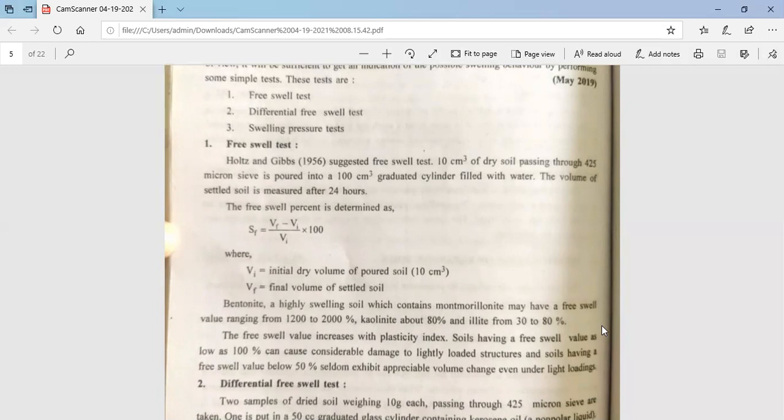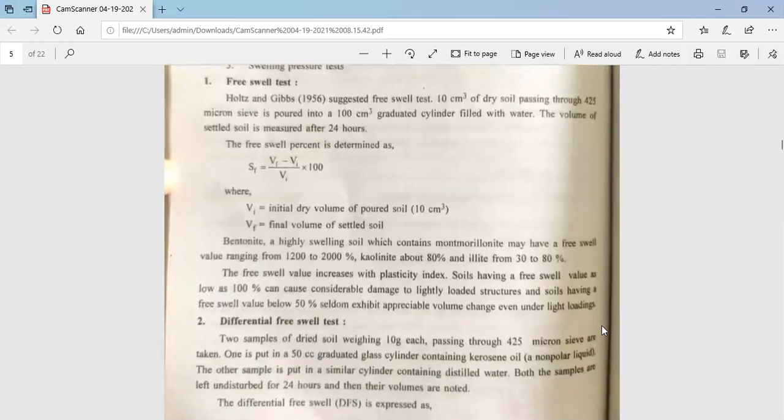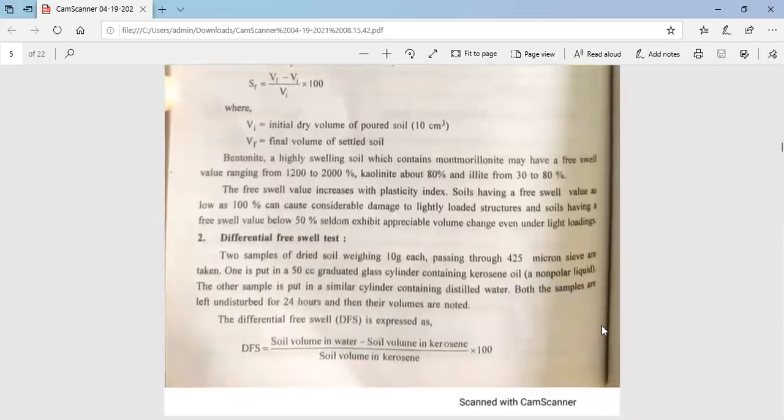So free swell value increases with the plasticity index. Soil having a free swell value as low as 100% can cause considerable damage to lightly loaded structures, and soils having a free swell value below 50% seldom exhibit appreciable volume change even under light loading.